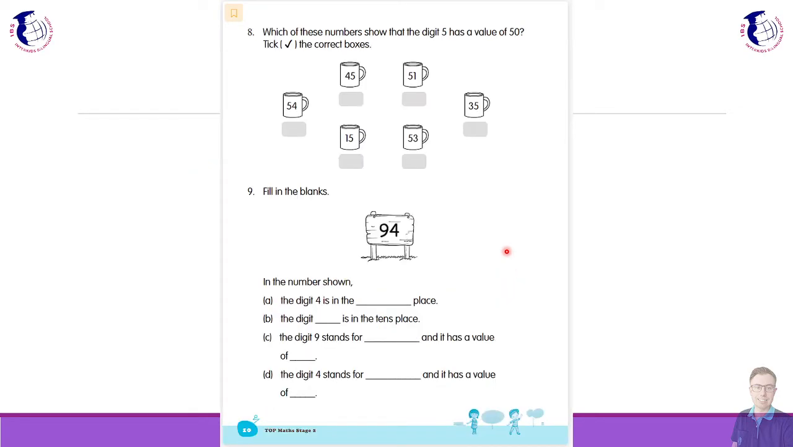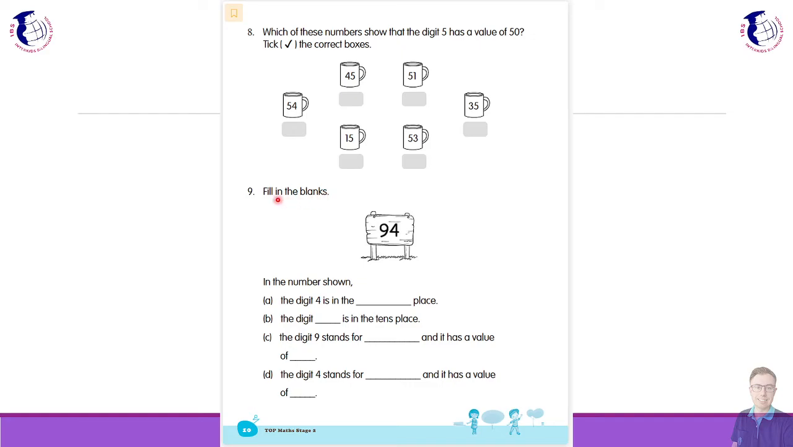Okay, page number 10. Which of these numbers show that the digit 5 has a value of 50? So remember, if the 5 is in the ones place value, it will have a value of 5. But if it is in the tens place value, it will have a value of 50. So you're looking for the mugs that have a 5 in the tens place value. Then you want to put a tick in each of the boxes that apply to that criteria.